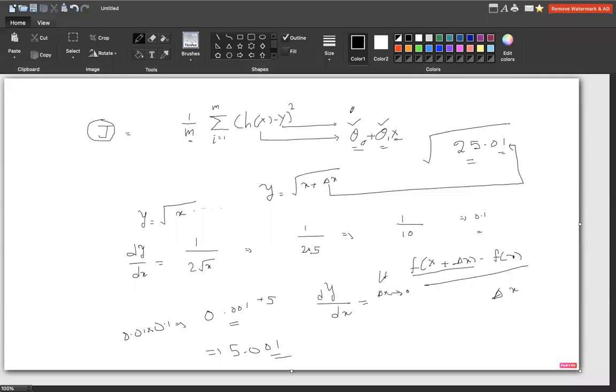In order to find out the impact of theta naught on j, we need to calculate the partial derivative of j with respect to theta naught, and also the partial derivative of j with respect to theta 1. Maybe in another class we'll go into the math behind what dou j by dou theta naught and dou j by dou theta 1 are equal to. I don't want to make it too mathematical in the very first class, so I'll just give you the direct formulas at this point.